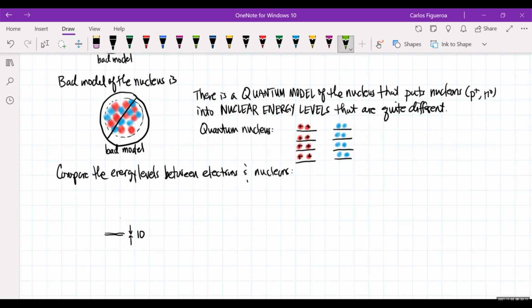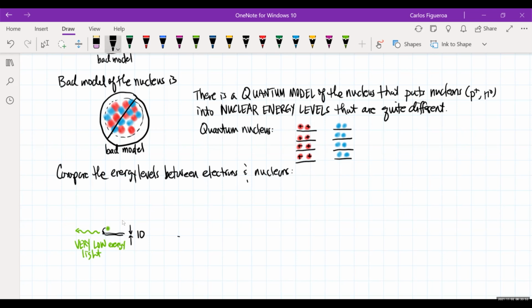So in this case, if I have an electron and this electron jumps, let's say from here to here, it's then going to emit this very, very low energy light. So what we're seeing here is that it emits very low energy light. Wow, in the nucleus, wow, what a huge difference.